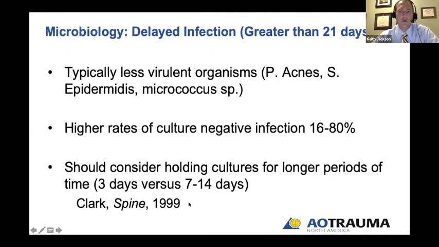Delayed infections occur greater than 21 days after the index procedure. While staph species are still the most common organism, less virulent organisms tend to be found at a little higher rates. Things like Staph epidermidis or Micrococcus species. In the last couple of years, we've really gained an awareness of Propionibacterium acnes as a culprit for many of these late infections. Because they're less virulent and the opportunity for the biofilm to form has occurred, these can often be harder to actually get a positive culture to guide antibiotic treatment.